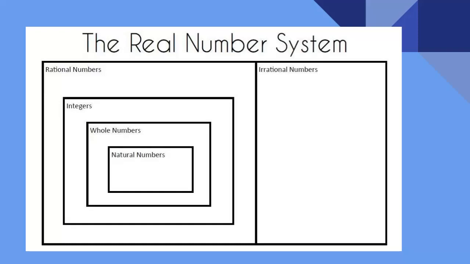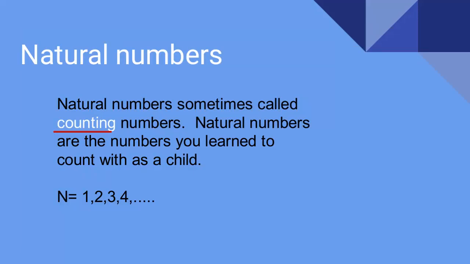So the set of rational numbers has actually three subsets: integers, whole numbers, and natural numbers. And we're going to start with natural numbers and go over that definition. So natural numbers are sometimes called just your counting numbers. They're the numbers that you learned to count with as a child. For example, 1, 2, 3, 4, and so forth. So they're positive numbers and they start with the number 1.